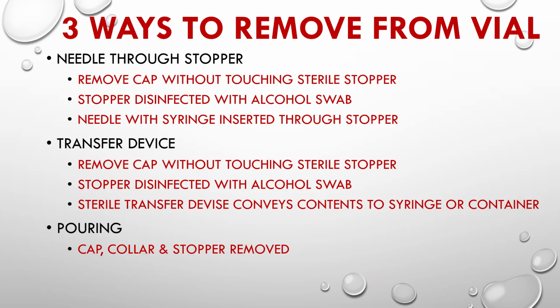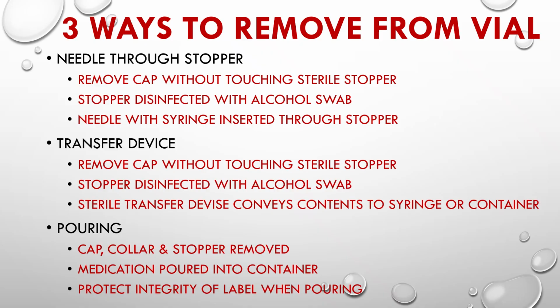This is the only one that actually removes the cap, the collar, and the septum or stopper. So then the medication is poured into a separate container. Now the importance here is to protect the integrity of the label when pouring. So you're actually going to put the label, the important stuff, what is written, into the palm of your hand. So as you're pouring it, the solution isn't dripping down over what that label has on it.